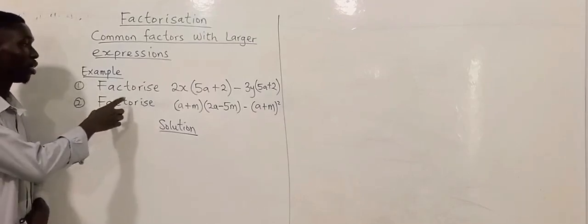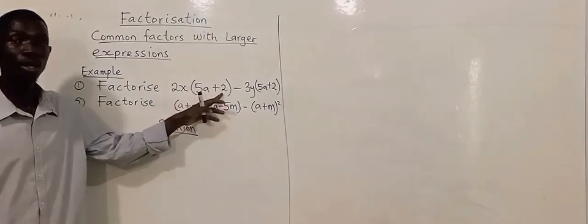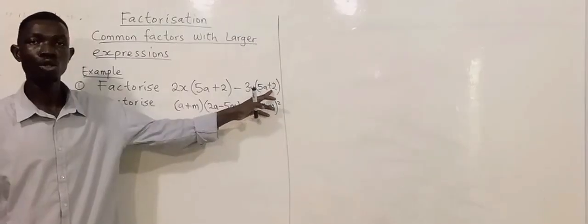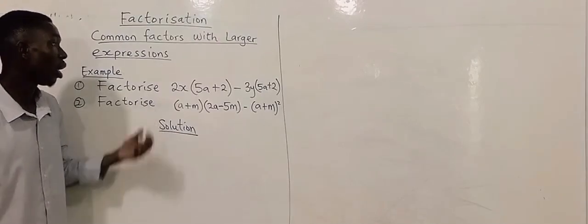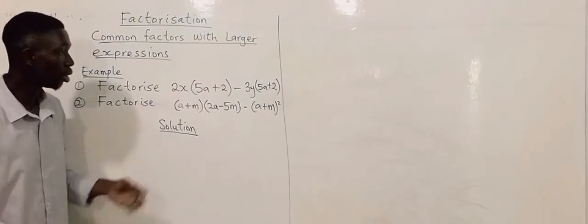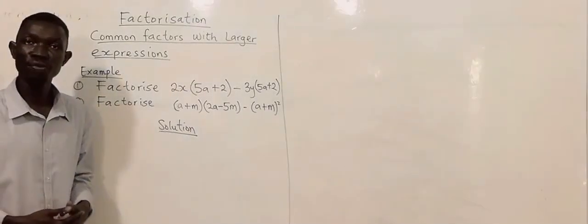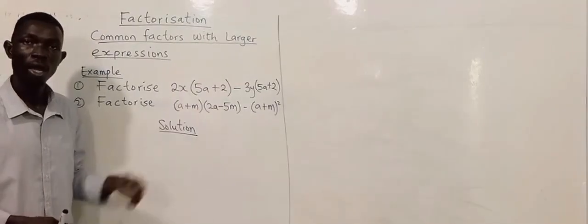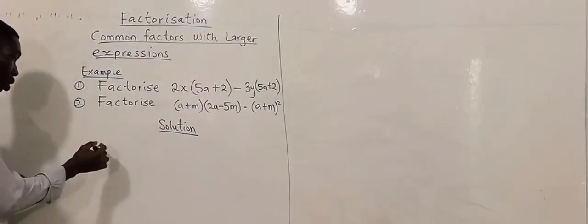The first example says factorize 2x into 5a plus 2 minus 3y into 5a plus 2. Remember in our last video, for you to factorize algebraic expressions, you get the HCF of the terms, and with that you'll be able to factorize. We'll still use that approach in this video to factorize these expressions. So straight away we'll solve number 1.